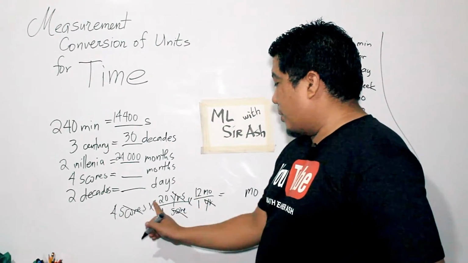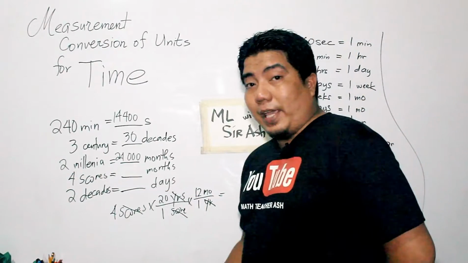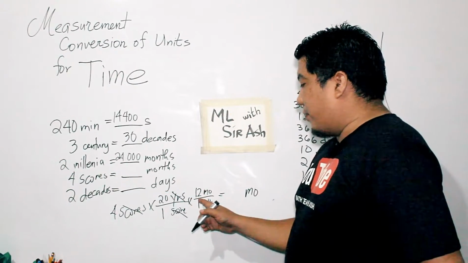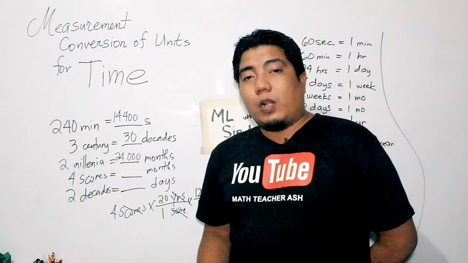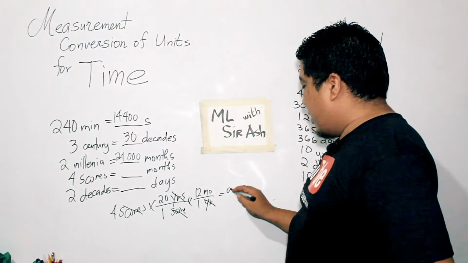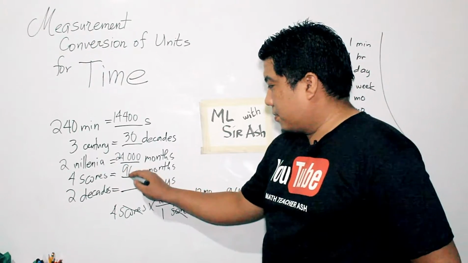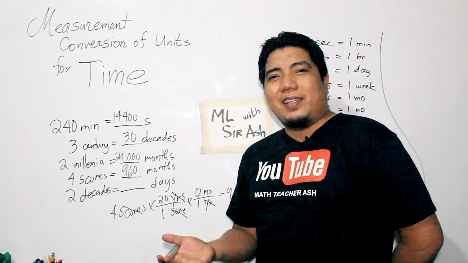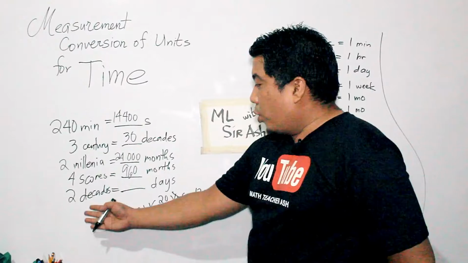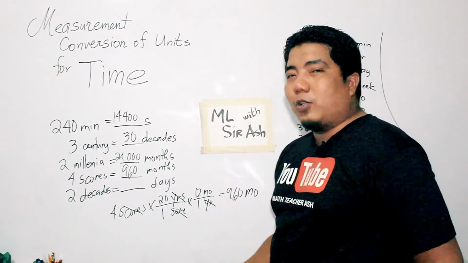So, that is 4 times 20. That gives us 80. And 80 times 12 is 960 months. Easy, right? Now, for the last example, we have 2 decades is equal to days.